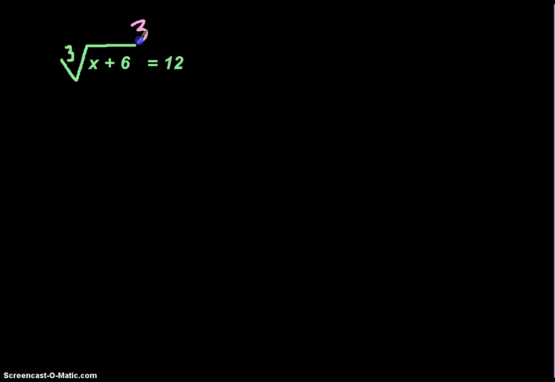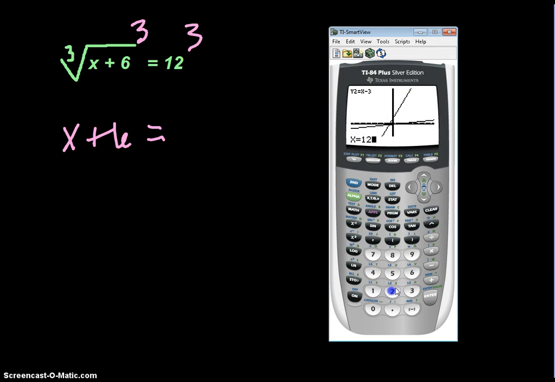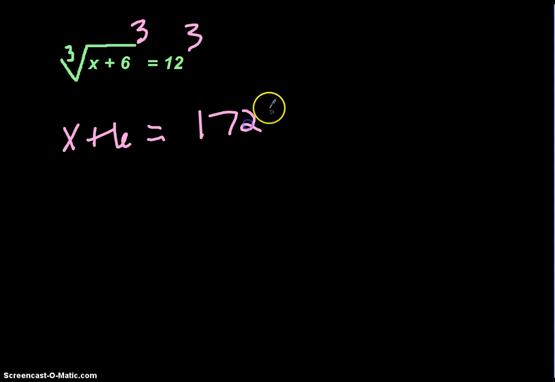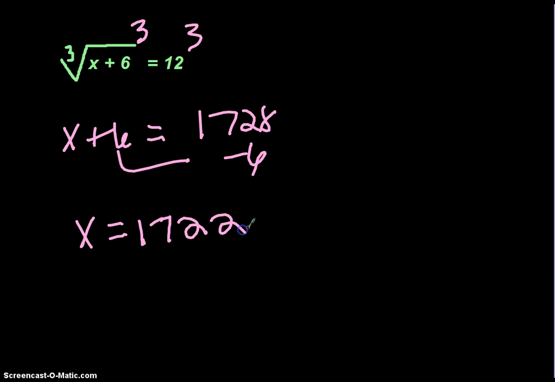Both of these sides are going to get cubed. This becomes x plus 6. You're going to take your calculator and you go to your home screen first. Say 12, caret, 3, and you get 1728. You're going to bring your 6 over and subtract it. x is equal to 1722.